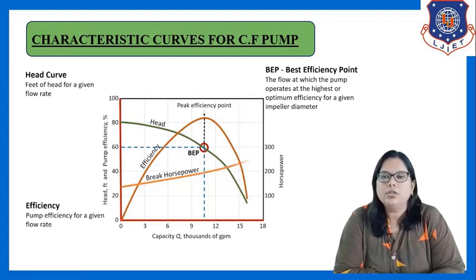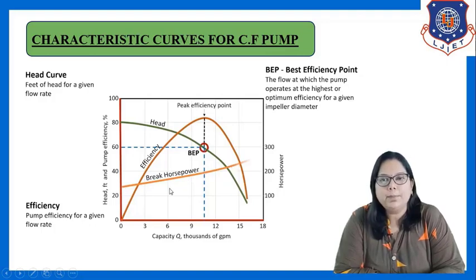So the head is like this. See the green line in the graph. It shows the relation of head with capacity. And this horsepower, that is the power. The power is like this. See this yellow line, brake horsepower with respect to the capacity. So it changes with capacity like this. It shows the nature like this.